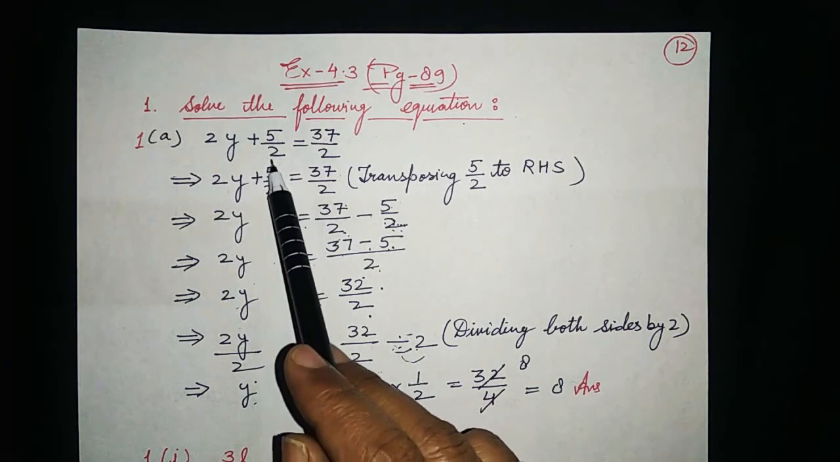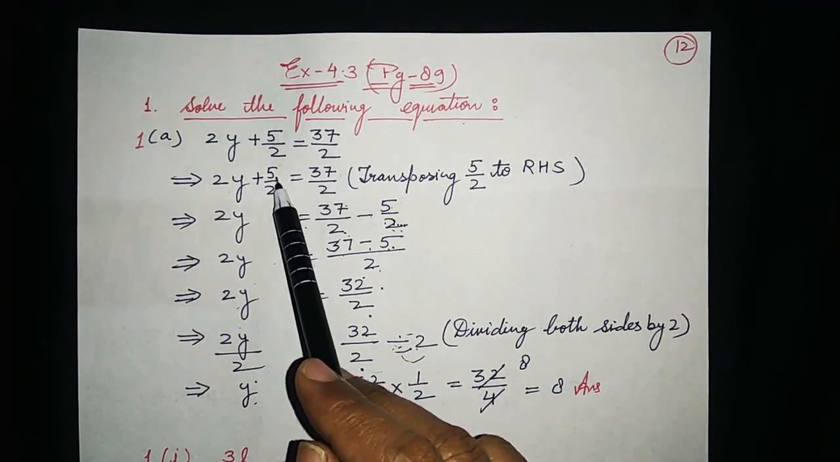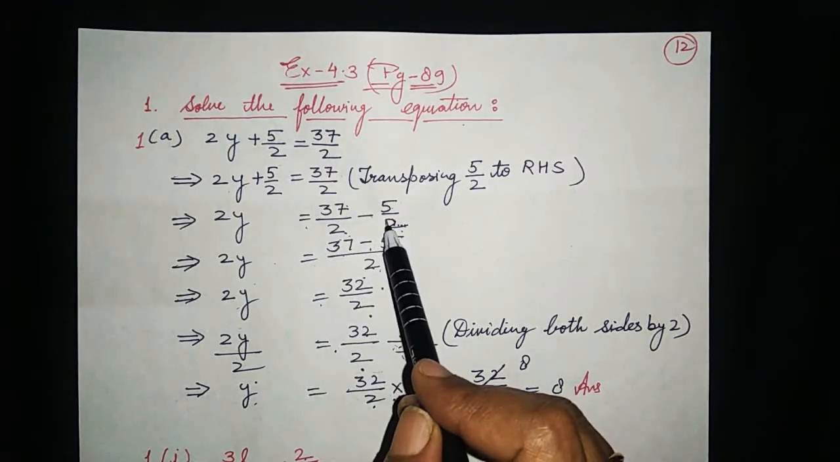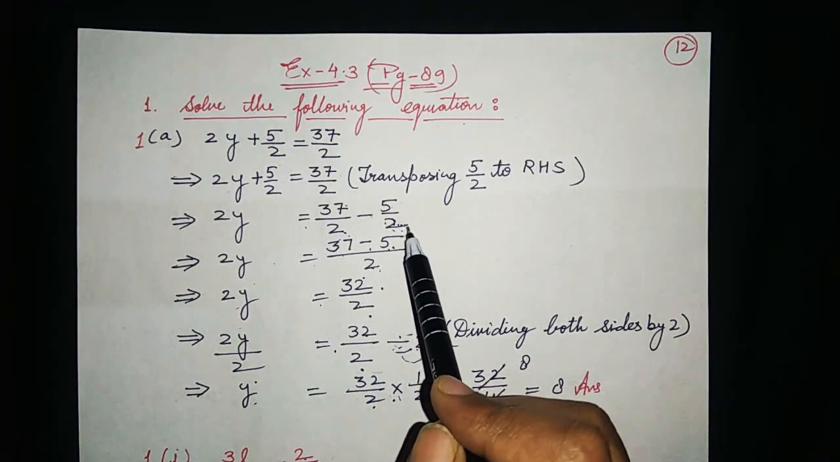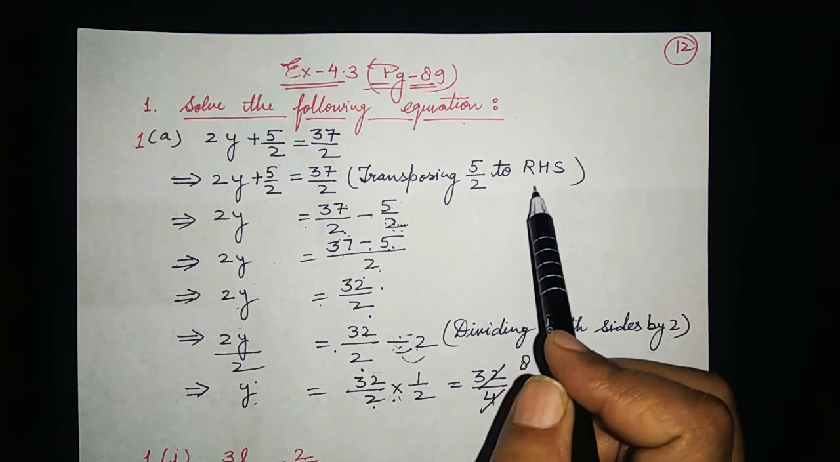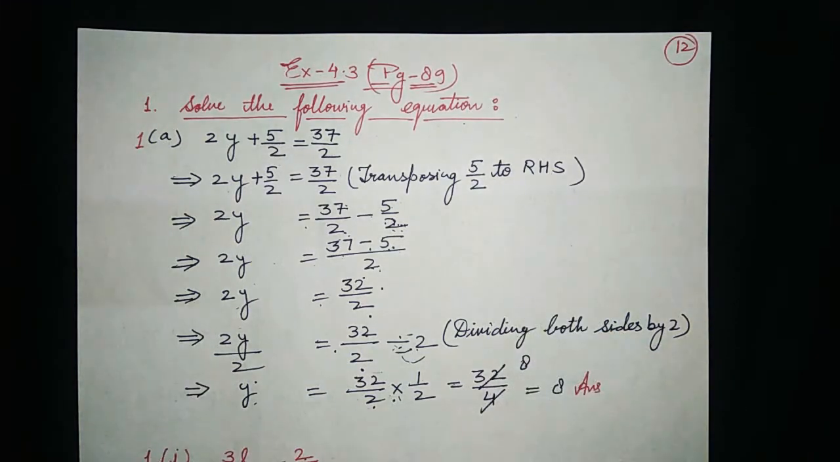Here plus 5 by 2 we will transpose from left hand side to right hand side. Then plus 5 by 2 will be minus 5 upon 2 on the right hand side. And this thing we will write in the bracket, transposing 5 upon 2 to right hand side.